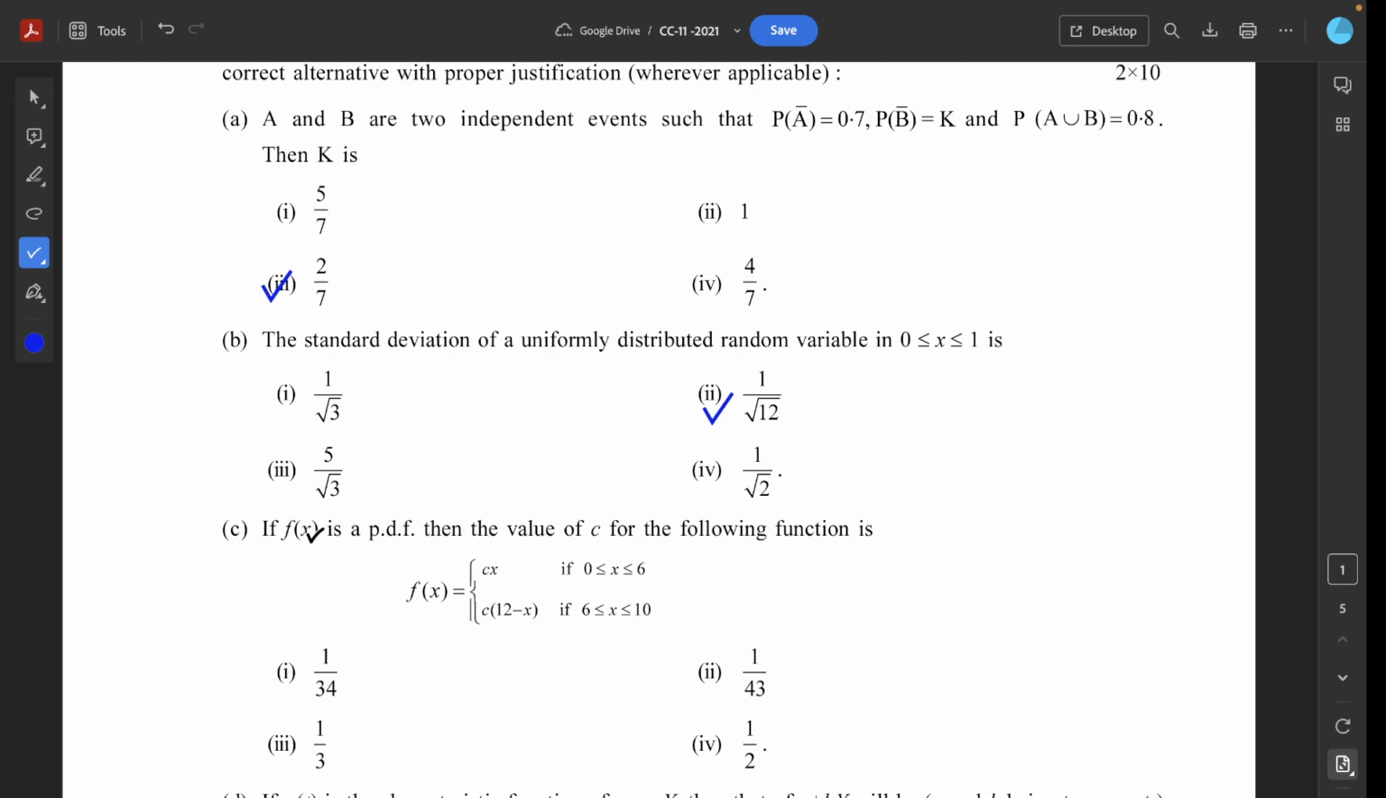Next question. If fx is a probability density function, then the value of c for the following function: fx equals cx if 0 less than or equal to x less than or equal to 6, and c into 12 minus x if 6 less than or equal to x less than or equal to 10.